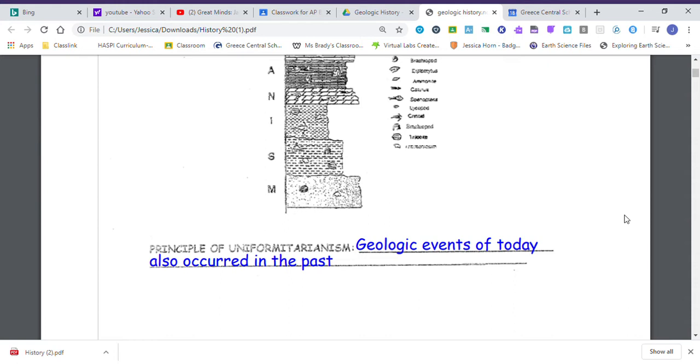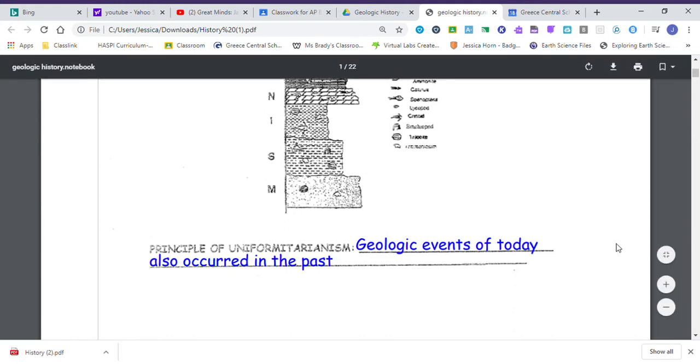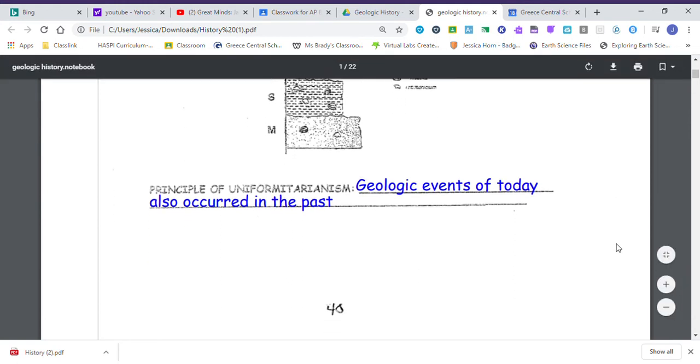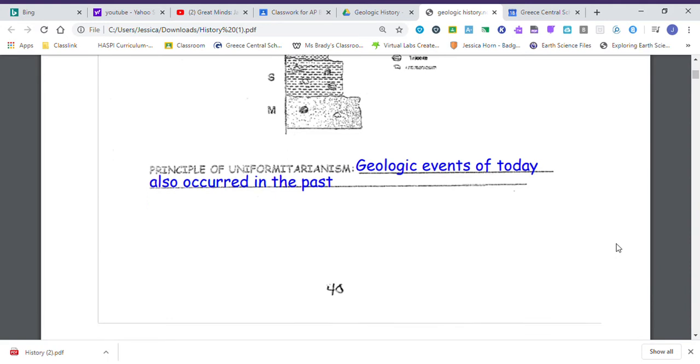A guy that came up with this principle, his name is James Hutton, and I'm going to attach a short video to go along with this. My friend Hank Green is going to explain James Hutton and all of his cool ideas. So you can watch that after you finish the notes.